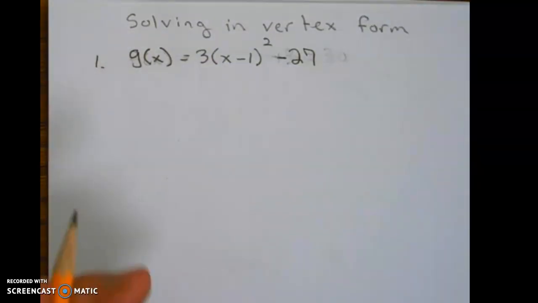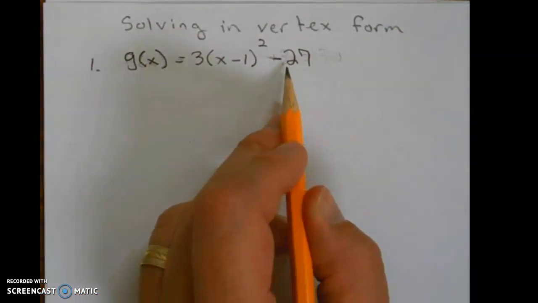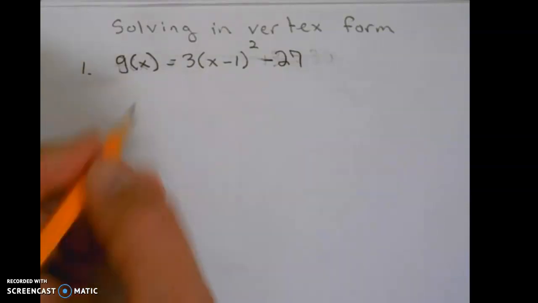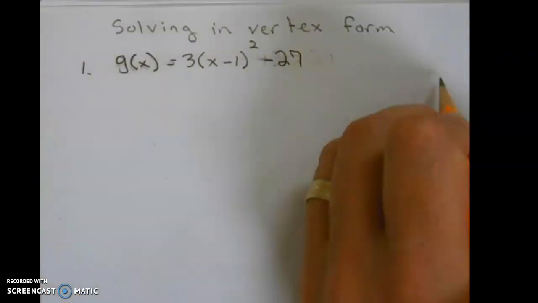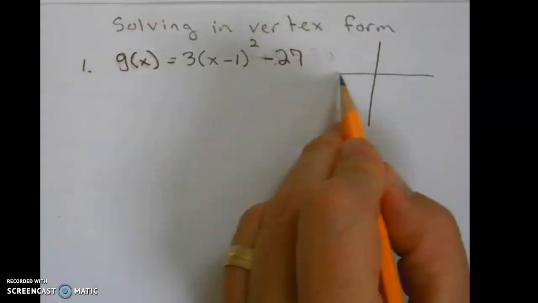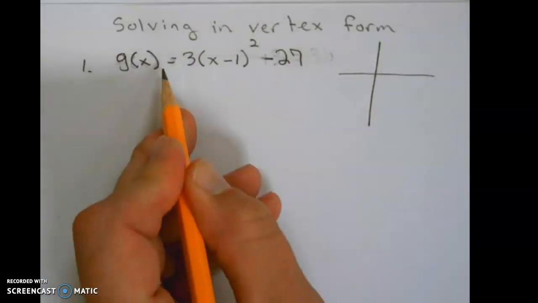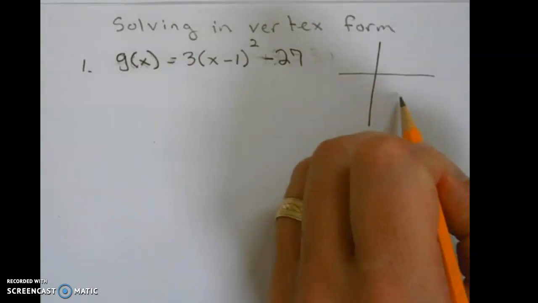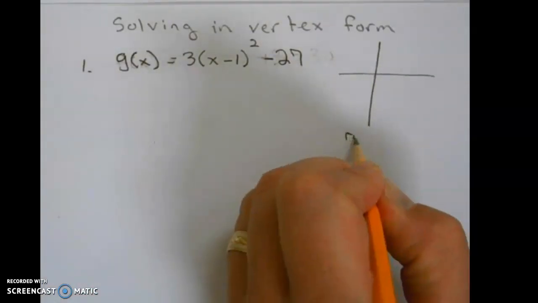So the very first thing we want to do here to solve this is we want to set the equation equal to 0. Why do we want to do that? Well, just remember that the roots are found where the graph crosses the x-axis. So when we solve, we're looking for the roots.